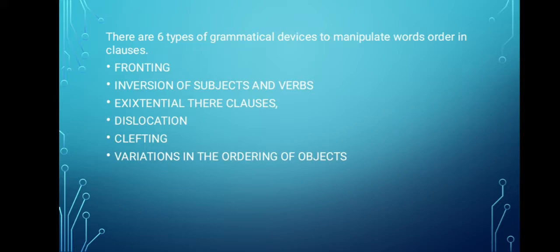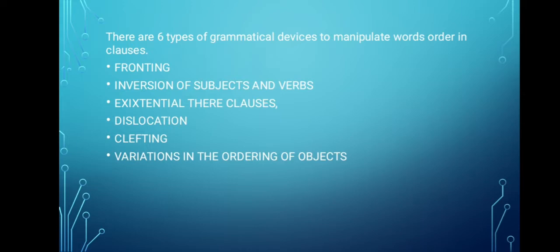Third, existential there clauses. It is modifying the keyword and the importance of the main point of the sentence. Fourth, dislocation. It is a sentence structure in which the constituent occurs outside the clause boundaries. Fifth, clefting. It refers to the construction in which some element in a sentence is moved from its normal position into a separate clause to give it greater emphasis.